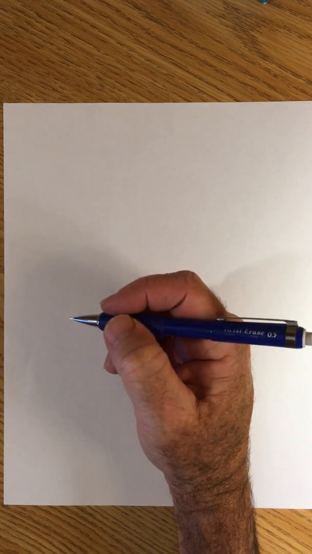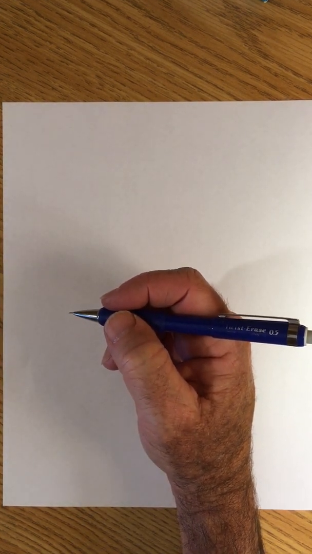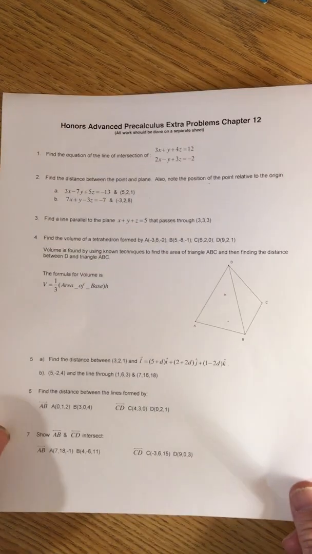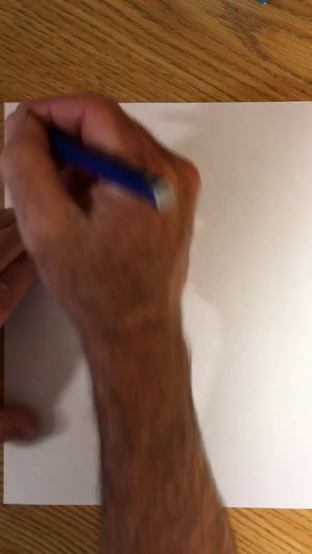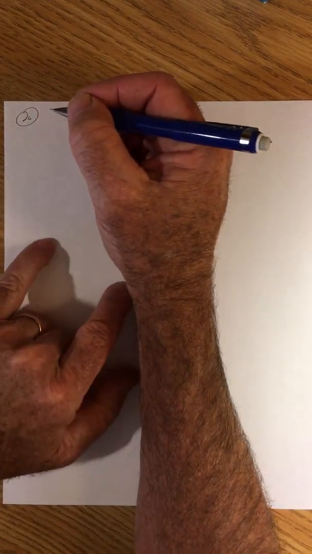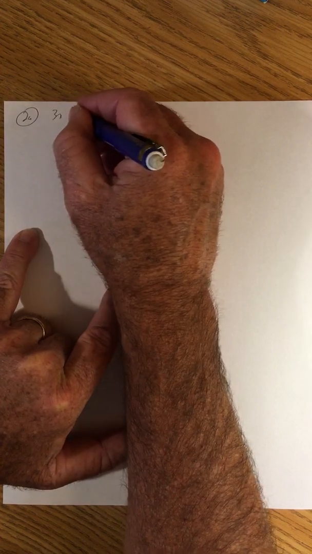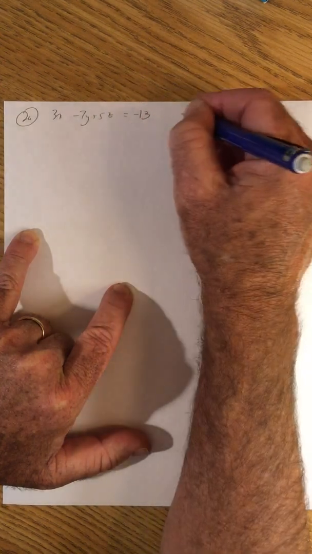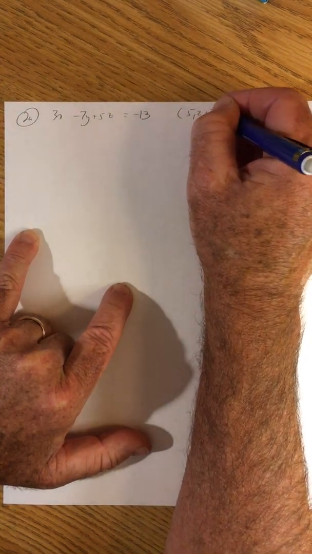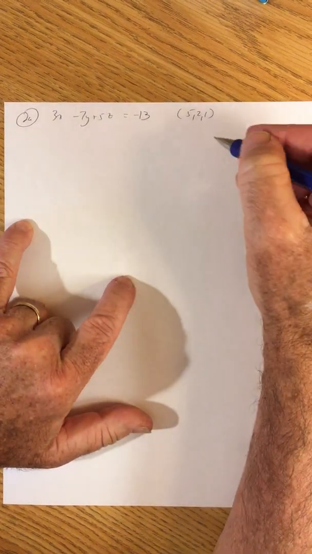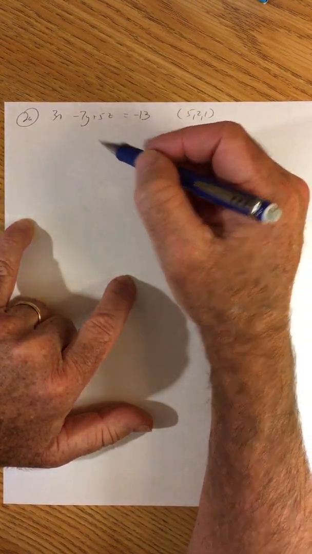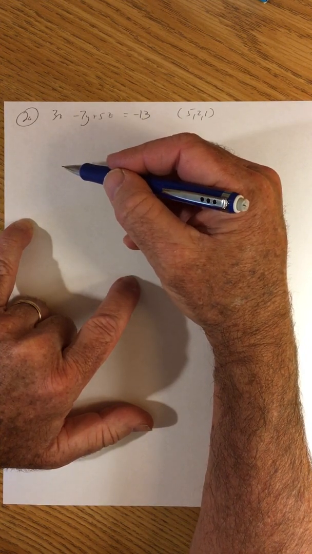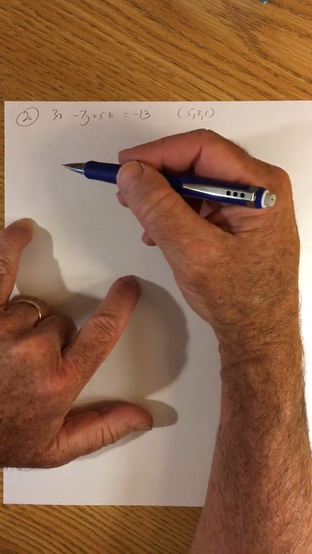So I have posted a document. It says extra problems for chapter 12. Here's the document. This is going to be problem number 2A. It says, given a plane, 3x minus 7y plus 5z is equal to negative 13, and a point, (5, 2, 1), find the distance between that point and that plane. And moreover, tell me where that point is in relation to the plane and the origin.